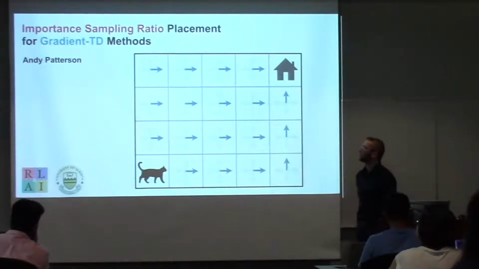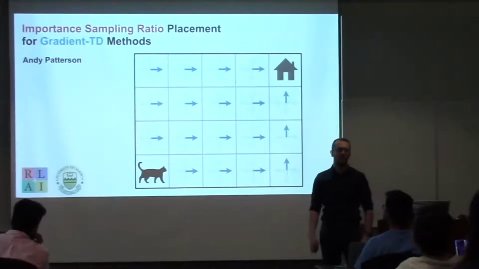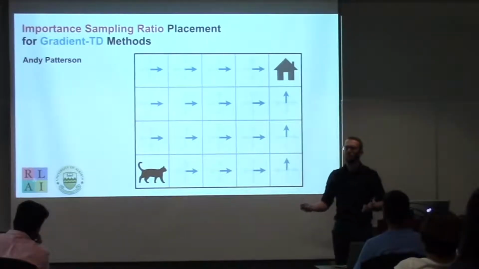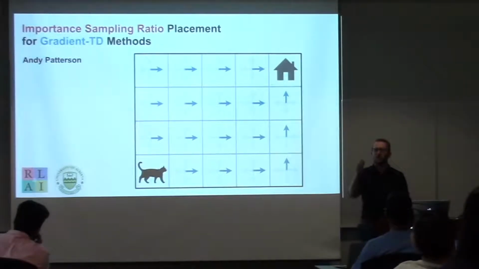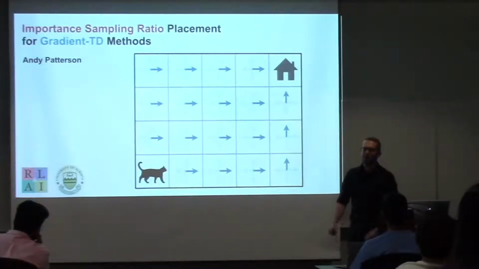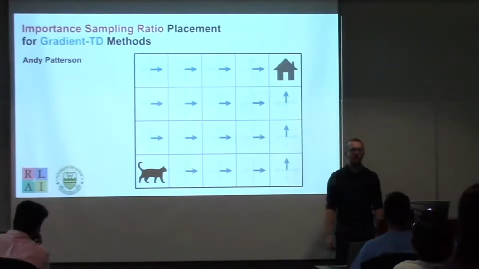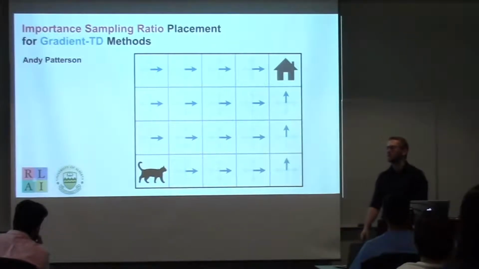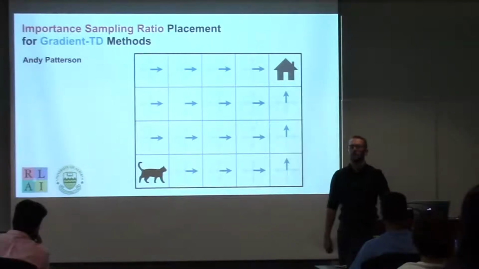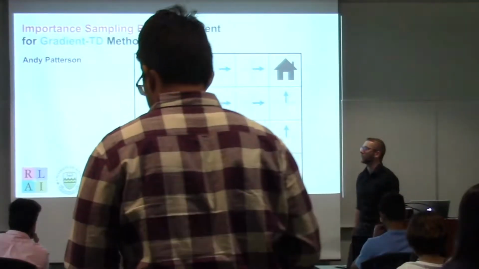Today I'm going to tell you a little bit about the placement of the importance sampling ratio, specifically for gradient TD methods. This is part of a larger body of work that I've been doing with Sina. Some of you may have seen or heard of his gigantic journal paper comparing a whole bunch of online off-policy prediction methods. This is a smaller sub-question that stemmed from that work, and I'm going to take a slightly closer look at it.